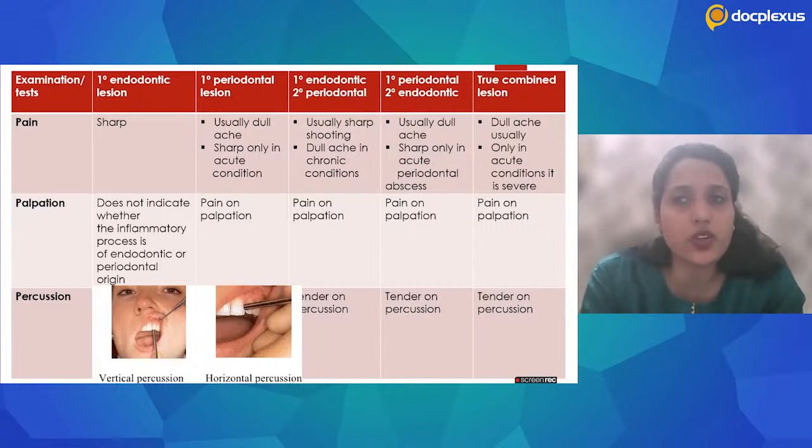Coming to the percussion, we all know how to percuss with the opposite end of the mouth mirror or probe and with gentle taps. So with primary endodontic lesion, definitely it will be tender on vertical percussion, while with the periodontal lesions, it is tender on horizontal percussion. With all of them, the same will be the condition.